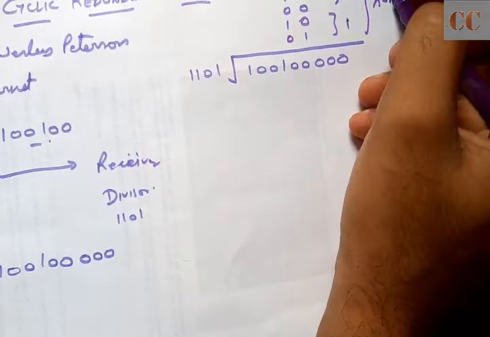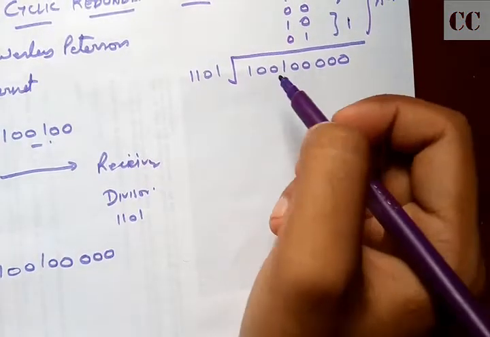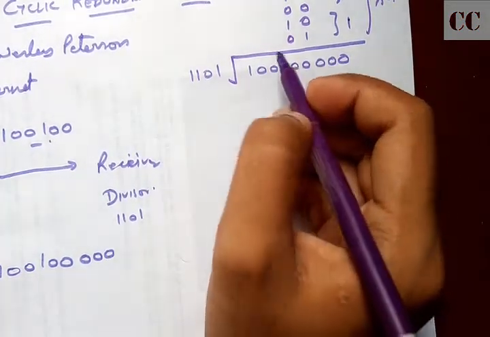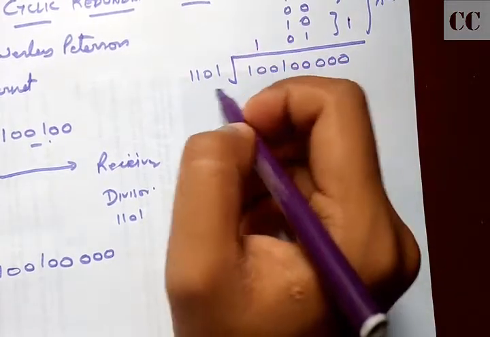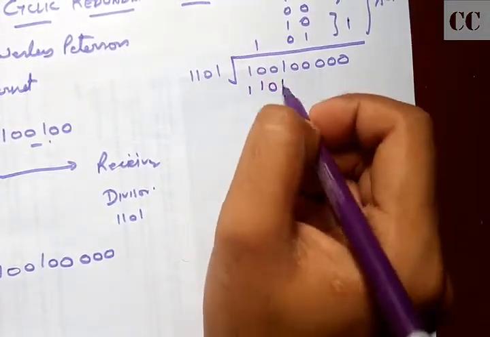So this is the XOR operation that we'll be implementing here. Now we'll be dividing the given data by 1101.